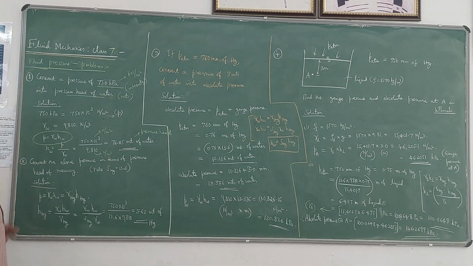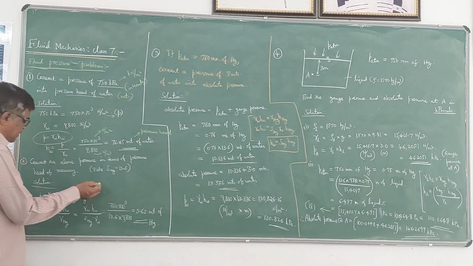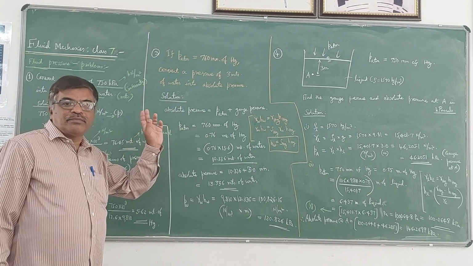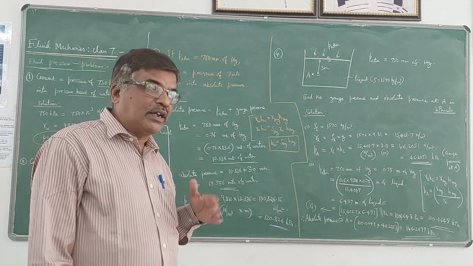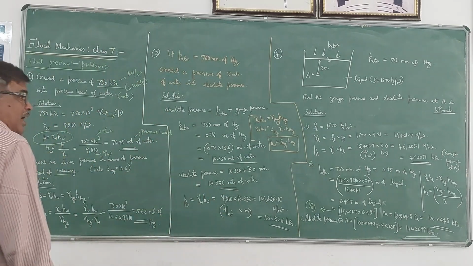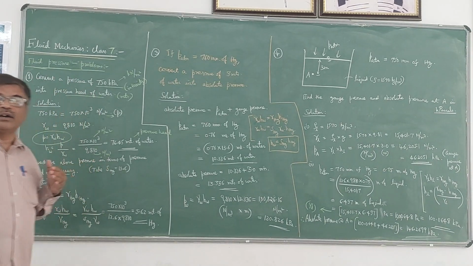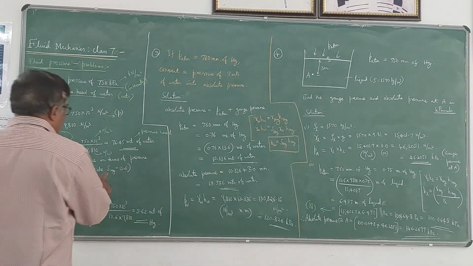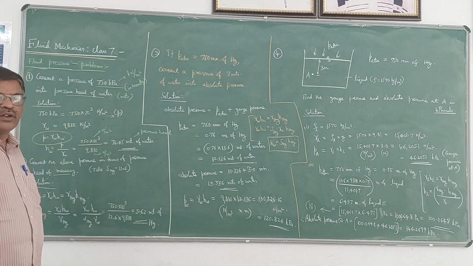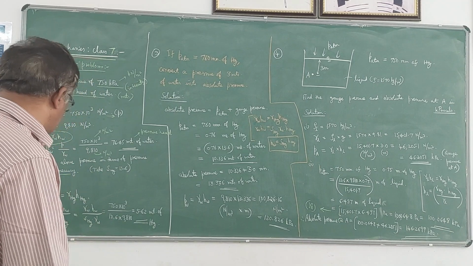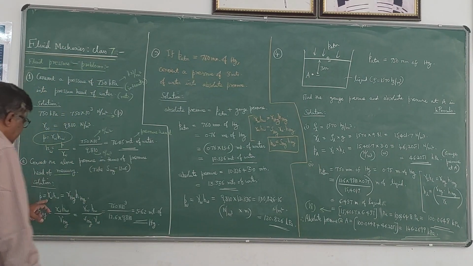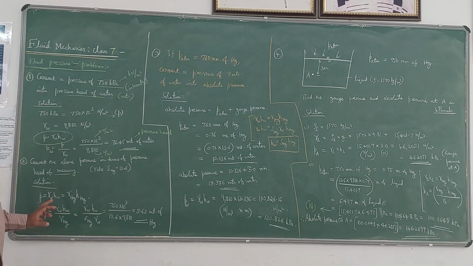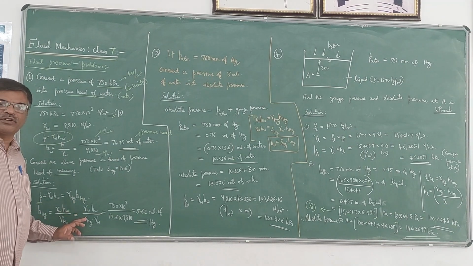So the second problem, convert the above pressure in terms of pressure head of mercury. See here I have given the value in terms of pressure head of water. Suppose if the same pressure has to be converted into pressure head of some other liquid, here mercury is given. So specific gravity of mercury, even if it is not given, you can take it as 13.6. So here the thing is, same value of pressure, so you know in terms of water, that should be converted to in terms of mercury now.